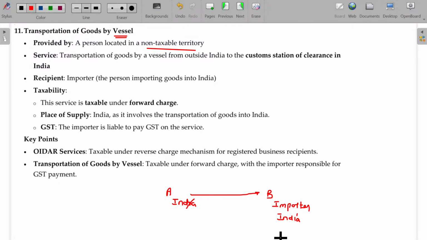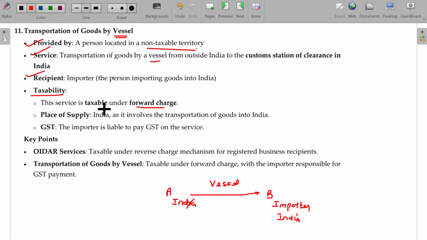We cannot tax a single transaction of any non-resident. We cannot ask him to register in India for one transaction. So, in order to make him comfortably transact with India, we are relaxing him and we penalize the recipient in India. Very simple. A person located in a non-taxable territory. Service: transportation of goods by vessel from outside India to the customs station of clearance in India. What sort of service? Import service through vessels, ships. The recipient is the importer. Taxability: the service is taxable under forward charge.